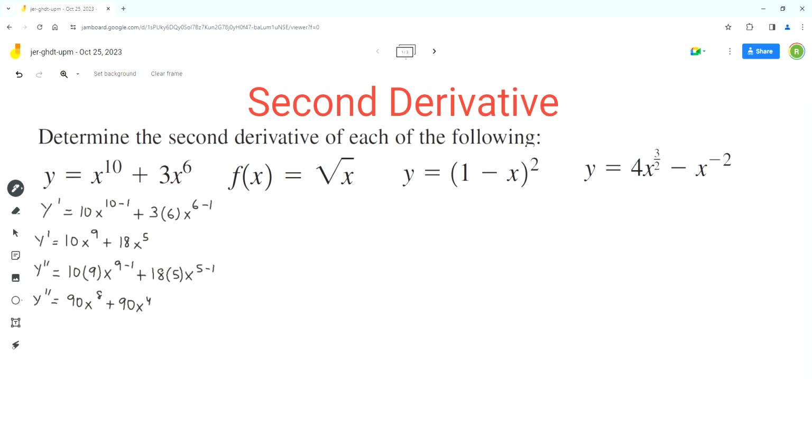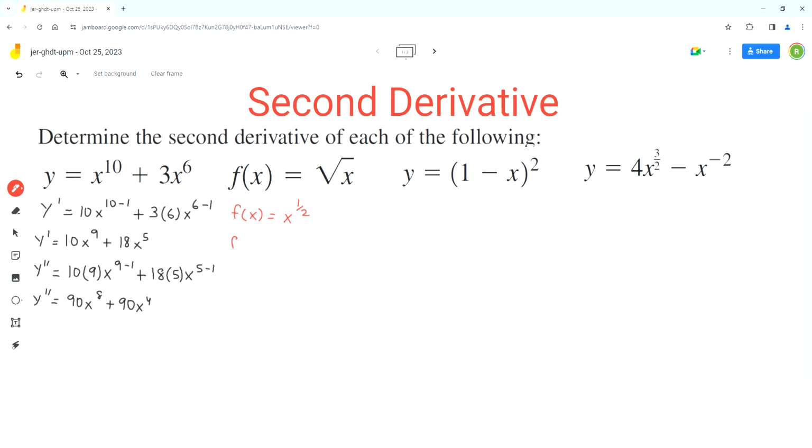Now we can work on the second function. So I'll use a different color. So the second function is, so f at x equals square root of x. Now the first step here is to change the radical into a rational exponent before we find the derivative. So we can rewrite this as f at x equals x exponent 1 over 2.